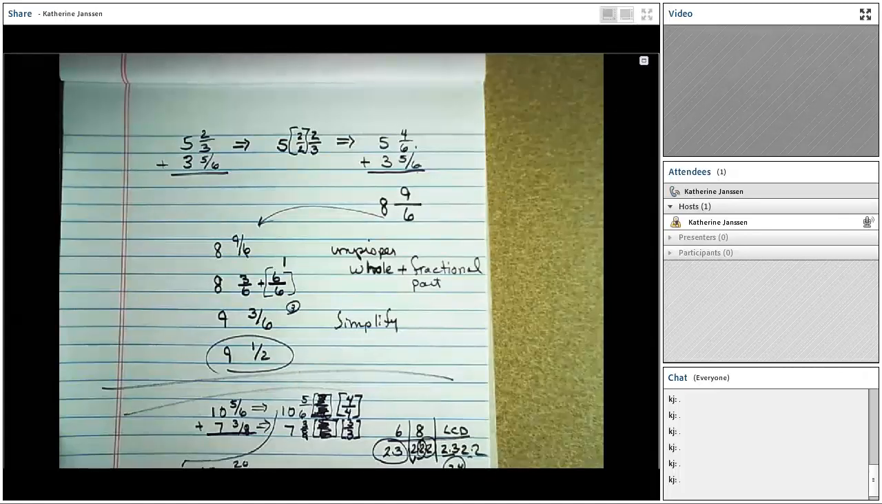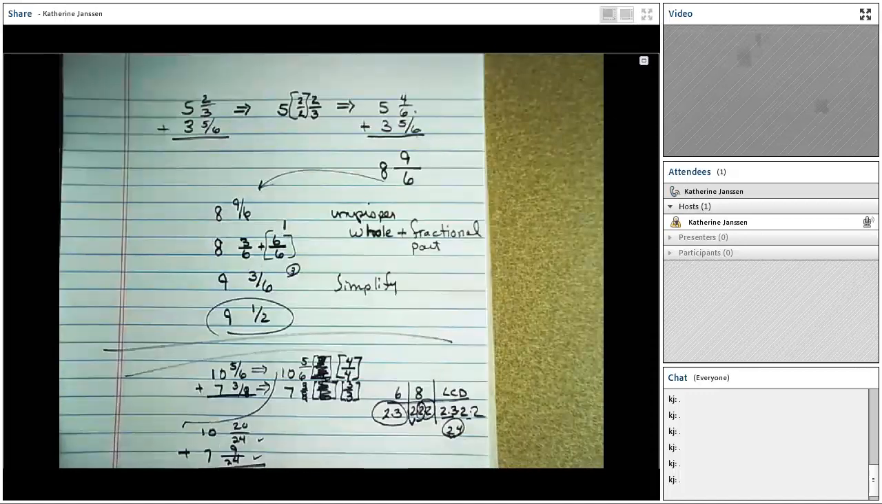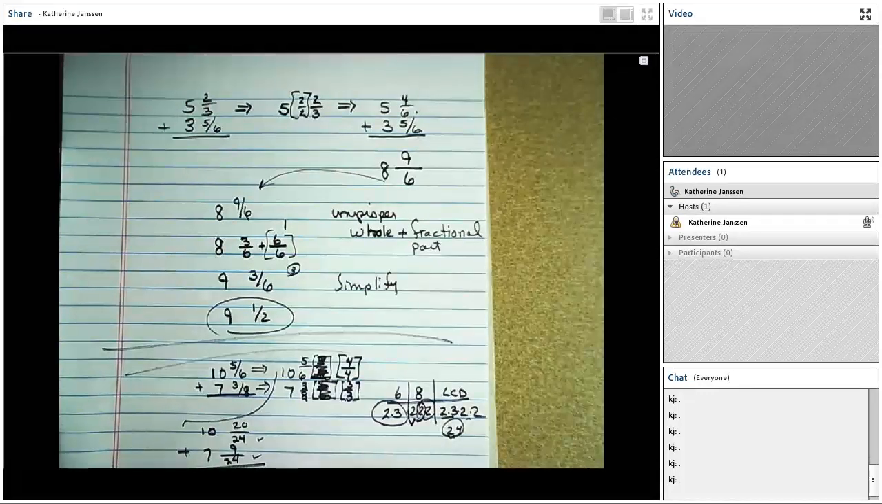Now I have a common denominator, so I can keep the denominator and add the numerators and add my whole numbers. Now looking to simplify, I see that I have an improper fraction again. My numerator is greater than my denominator, so I want to rewrite this. I'll get 24 over 24 for 1. And what's left? 24 from 29 is 5. So 24 plus 5 would be 29/24.